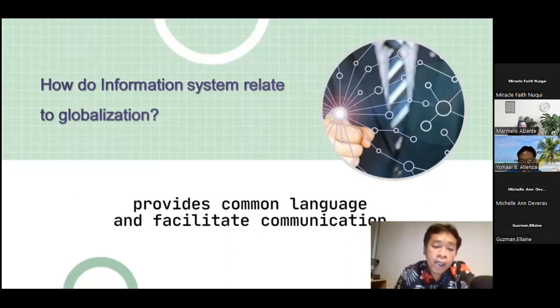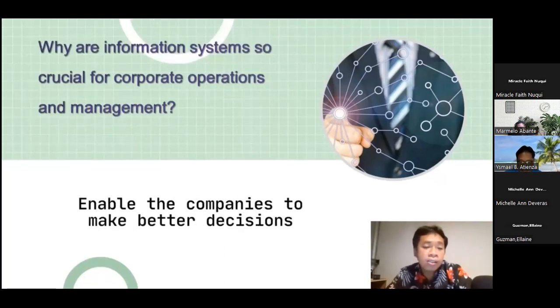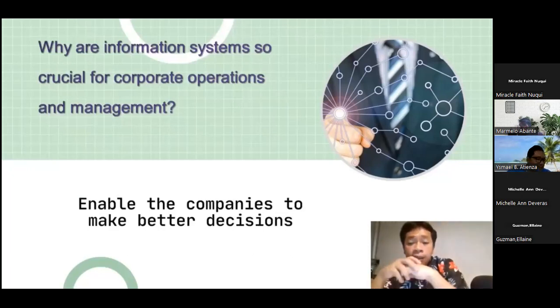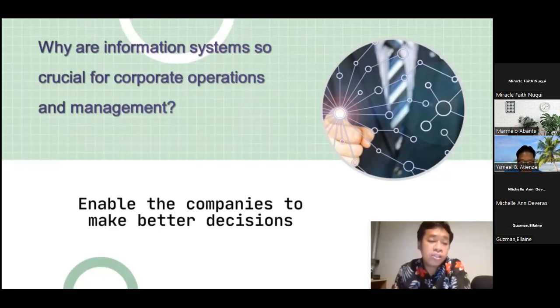So why exactly are information systems so crucial? One way in which information systems are crucial is that they enable companies to make better decisions. With the right information systems in place, companies can gather data from various sources, then analyze it, and use this analysis to make informed decisions. This can lead to more effective use of resources and greater ability to adapt to changing market conditions.